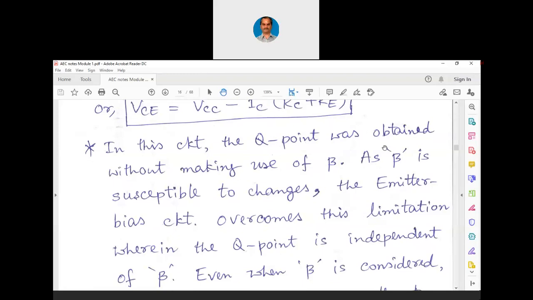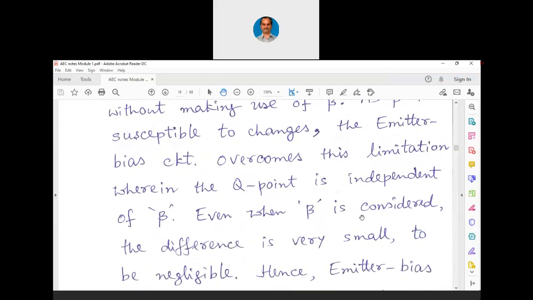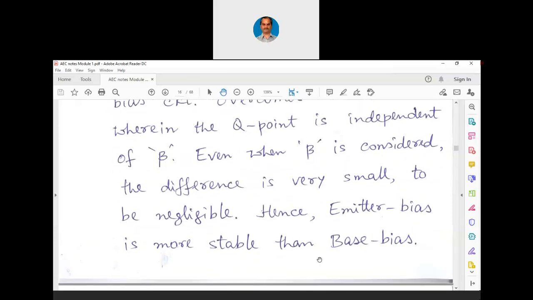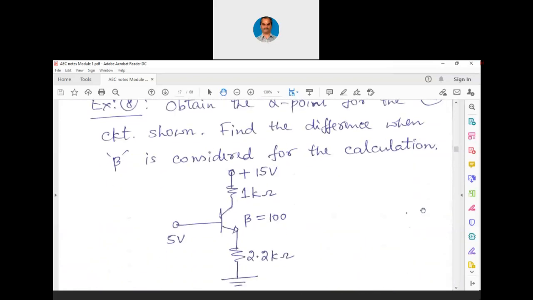So, the Q point was obtained without making use of beta. As beta is susceptible to changes, the emitter bias circuit overcomes this limitation wherein the Q point is independent of beta. Even when beta is considered, the difference is very small to be negligible. Hence, emitter bias is more stable than base bias. That is the conclusion. Now, I will give you an exercise. Quickly try to find out.